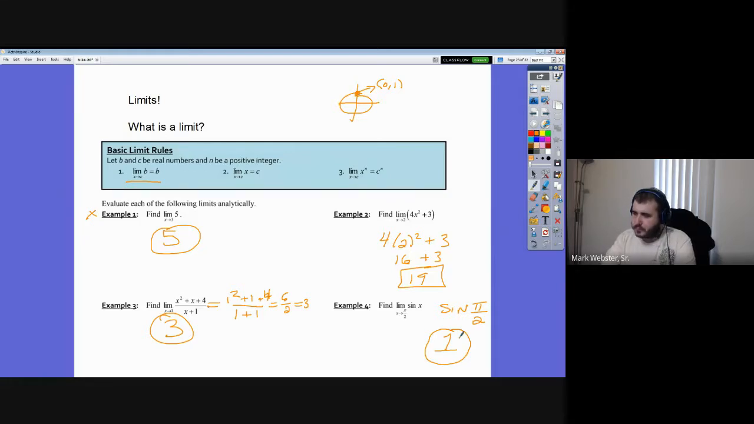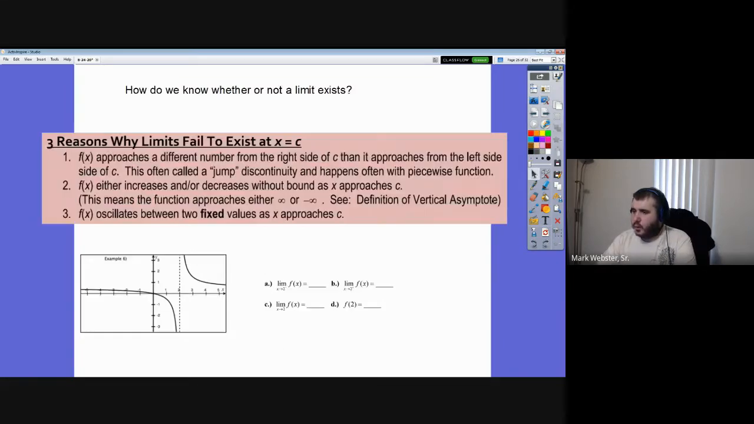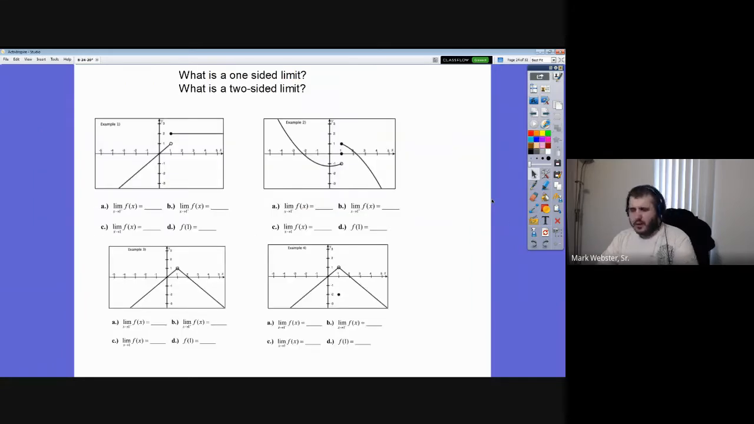So now what I want to show you is more visually, because I think visually it's going to help us understand what's actually happening in a limit problem. We want to know the two questions that are important here. What is a one-sided limit and what is a two-sided limit? A one-sided limit is where we're going towards a number from one direction versus the other direction. So let's look at this first example.